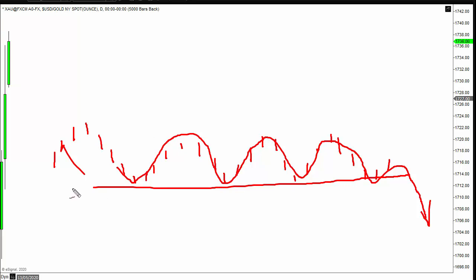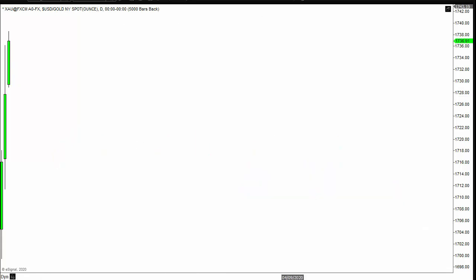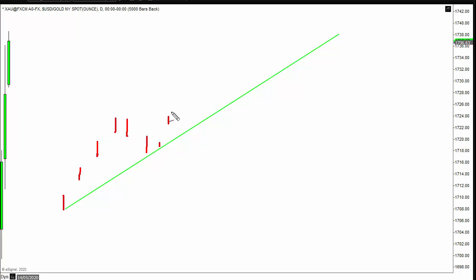Now, that multiple test of a level could be a horizontal support zone, like in the example I've given you here, or it could also be, if I just draw a line on here, a trend line. And so it could be that price has been going up in a nice trend. It's got a nice trend line in support, and if the trend line is not too steep, I've probably drawn this one quite steep actually, then it can test that many times.